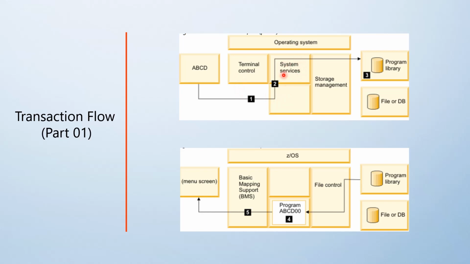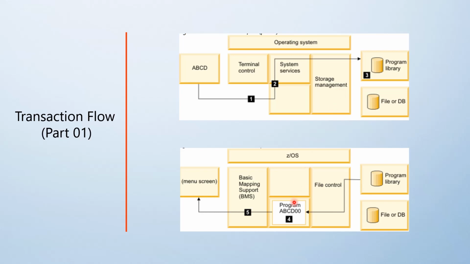Even some system services, like checking if the user has access to run this ABCD transaction and loading the program from the program library, are taken care of. When I say loading the program from the program library, that is where the physical program is present. So the program from the program library is loaded into CICS storage.